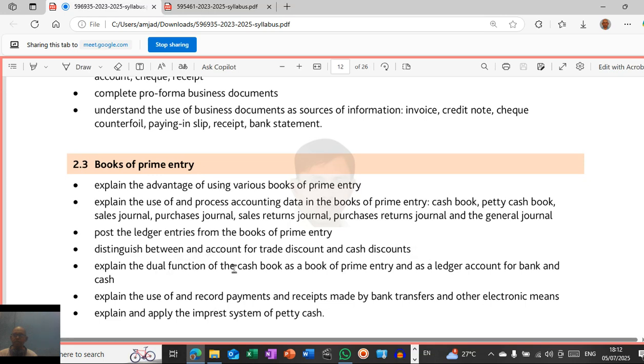Explain the dual function of the cash book as a book of prime entry and as a ledger account for cash. Explain the use of and record payments and receipts from bank transfers and other electronic means. Explain and apply the imprest system of petty cash. So this we will be learning in unit 2.3.